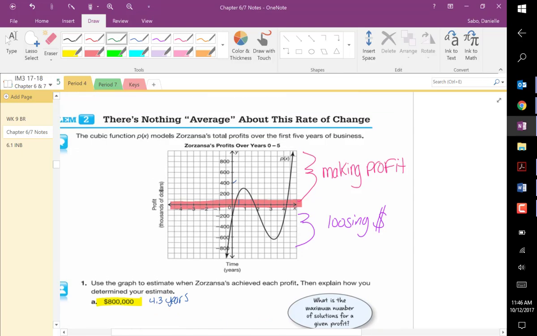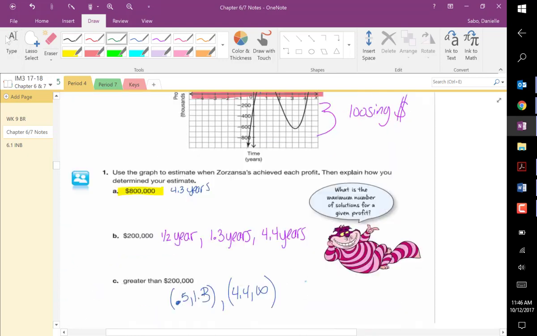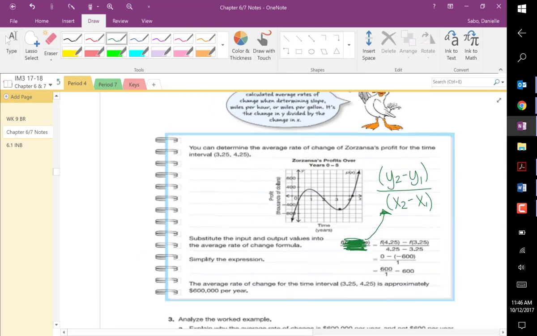So when you look here, it's always going to be the change in y. So how much profit are you going to make over X amount of years? That's what you're finding. I made $500,000 over a 2-year period. That's what average rate of change is. Okay, good question. All right, let's keep going.